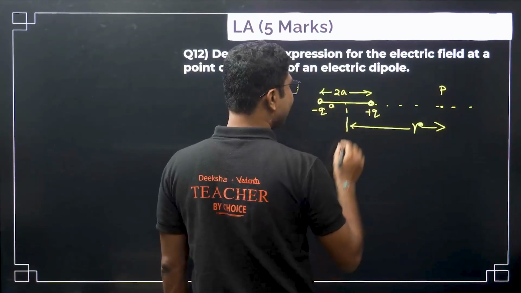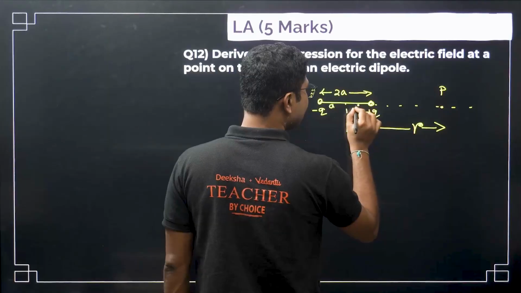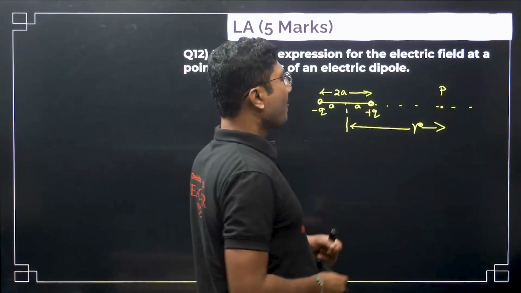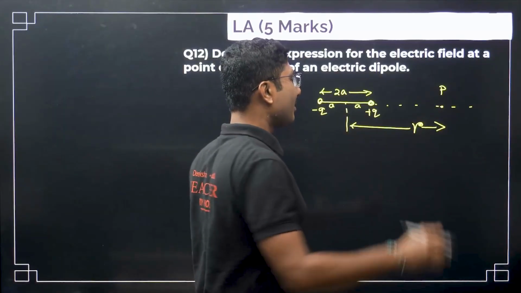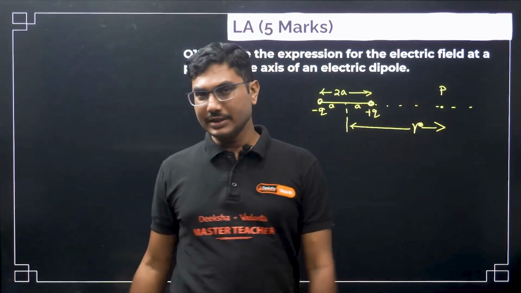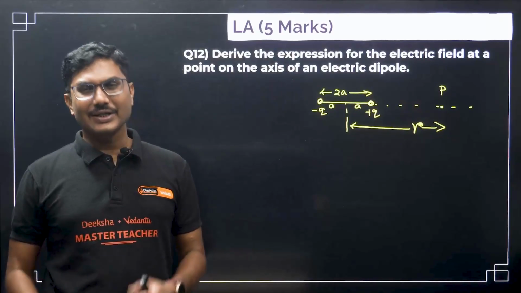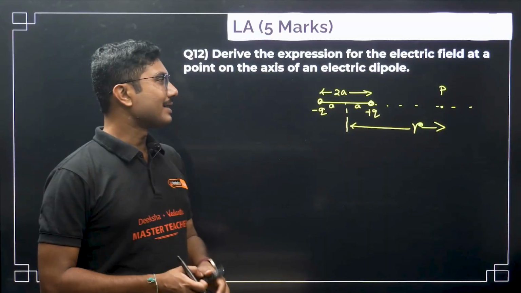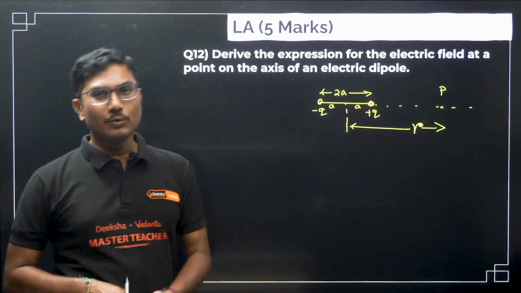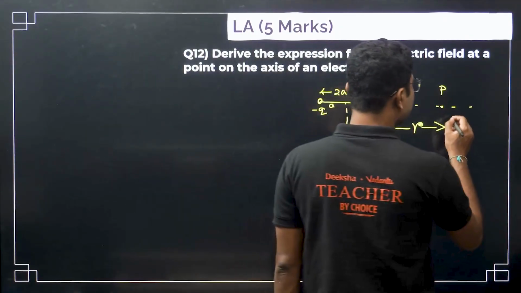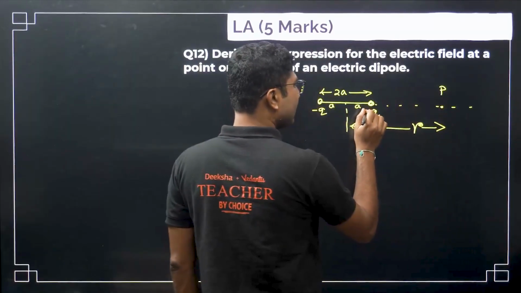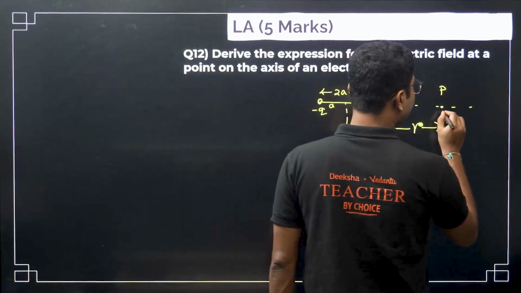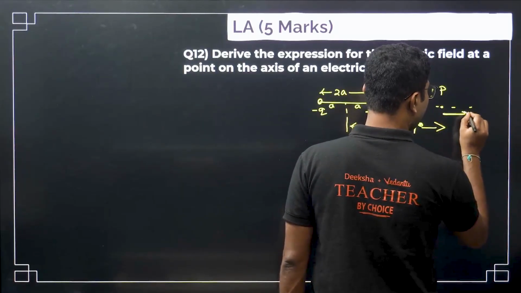Now if this is the midpoint, what is this small distance? This small distance is a, and this small distance is also a. Now first we will find the electric field due to the individual charges, and then based on their direction either we will add them or subtract them. So now let us understand the direction of the electric field due to plus Q. This is a plus charge, so electric field will always be away from the plus charge. So the electric field due to the plus charge will be away from.